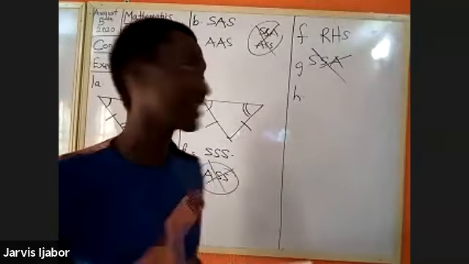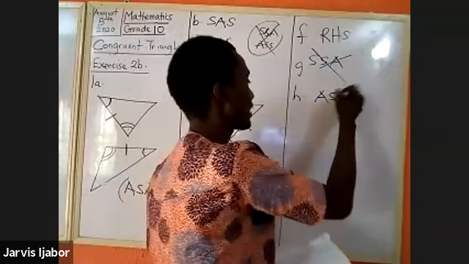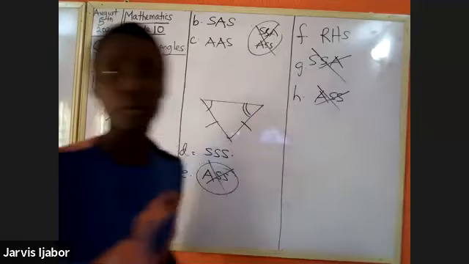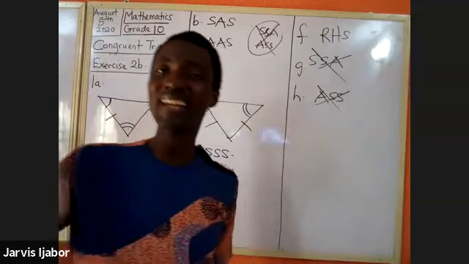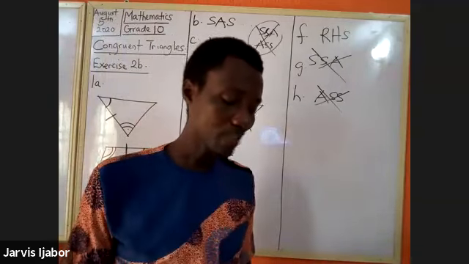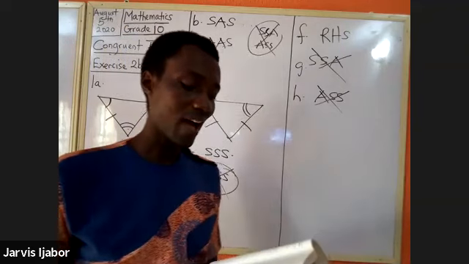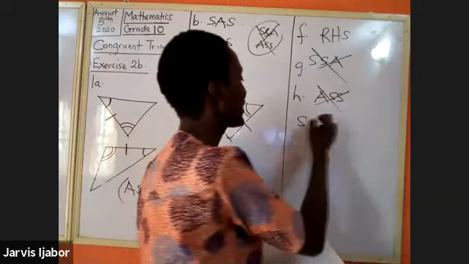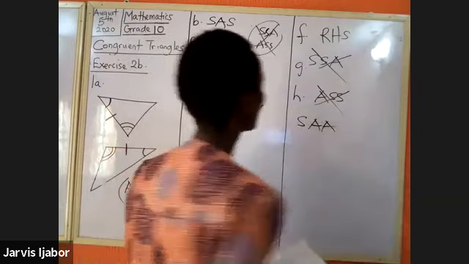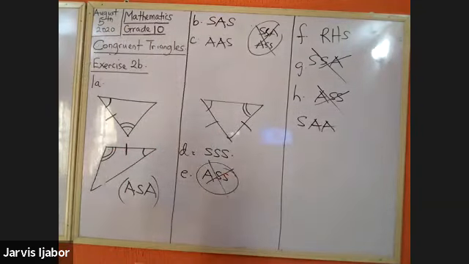Angle, side, side. The same thing to angle, side, side. No, it will not work, because we said that the angle in this iteration must be an included angle. Let's look at J. Side, angle, angle. Side, angle, angle will work. It will work.